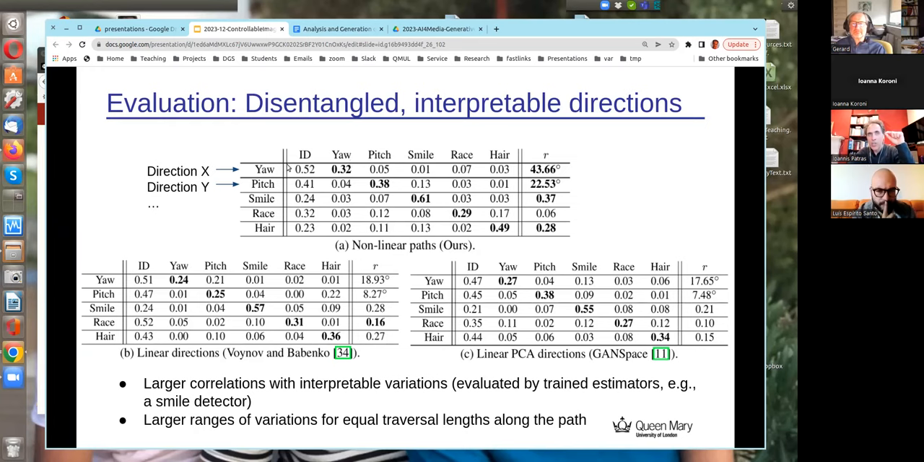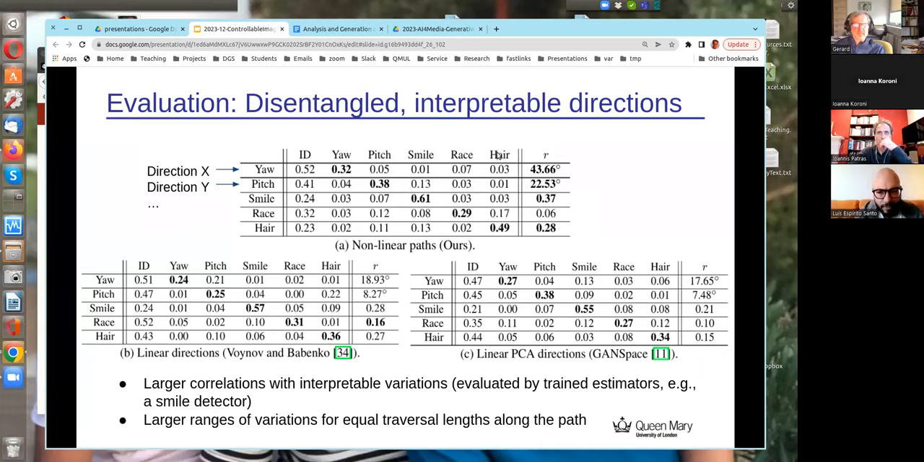And we quantify, we find that actually this is the correlation between the changes, between the length of the path that we follow and the output of the pre-trained detector. These are all pre-trained detectors. These are paths that we want to see what they are doing. Do they correspond to some interpretable changes in any of those attributes?